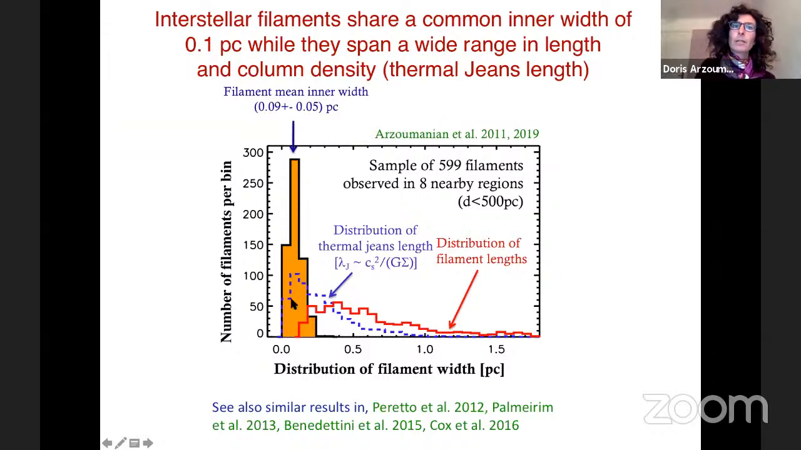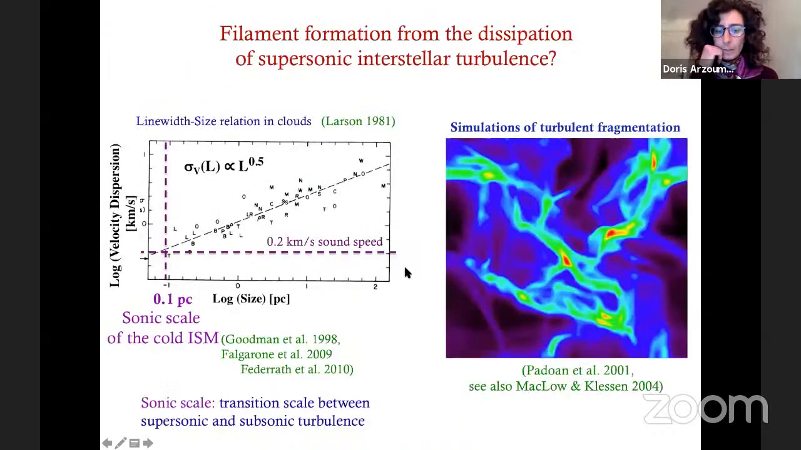which is shown here by the orange histogram, while they have a distribution in length which is much wider, which is shown here by the red histogram, and the filaments also cover a wide range in column density, which can be seen with the blue histogram, which shows the Jeans length, which is inversely proportional to the central column density. So the origin of this 0.1 parsec is not well understood yet. And it's still debated, the origin.